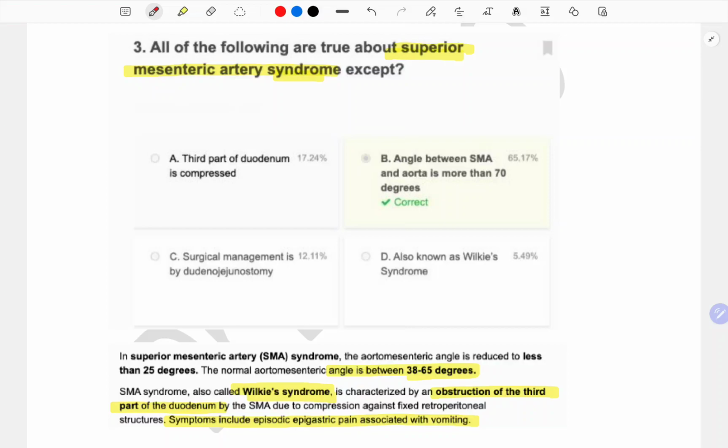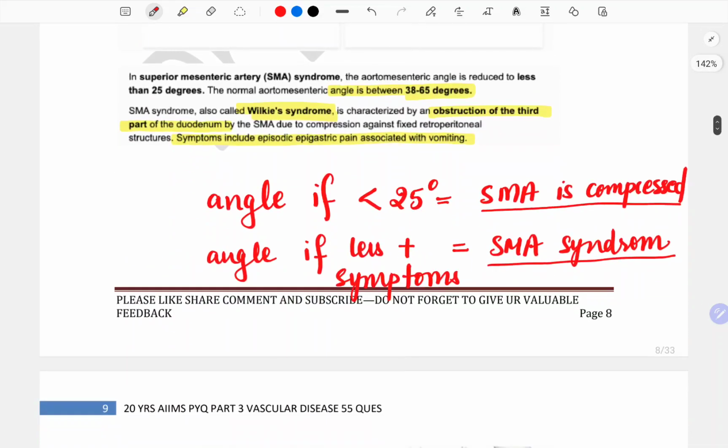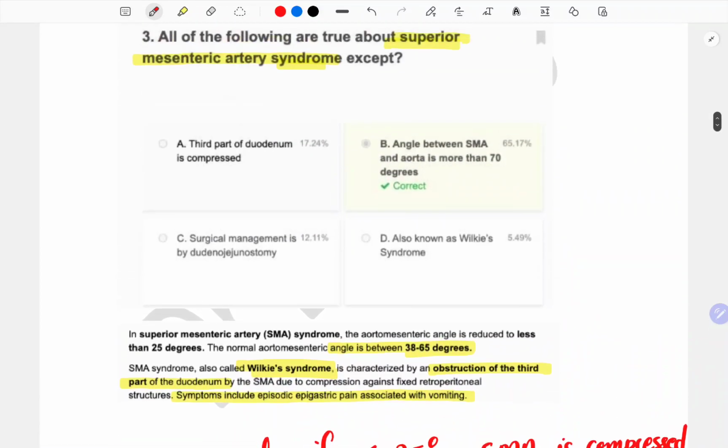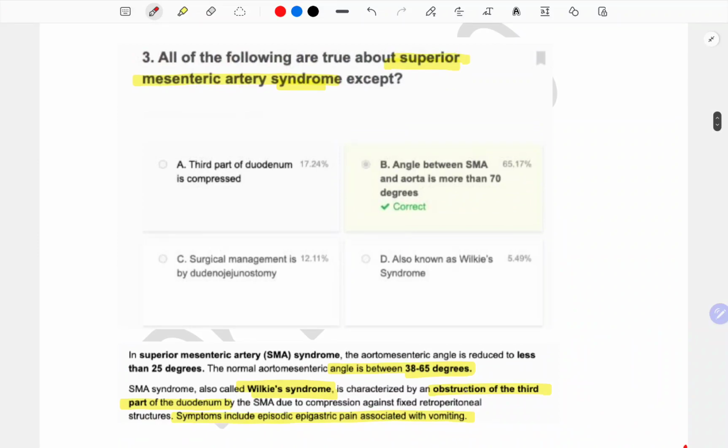First of all, superior mesenteric artery syndrome is also known as Wilkie's syndrome. Now, the angle here, which is normal, is between 38 to 65 degrees. So, when do we call it superior mesenteric artery syndrome? When the angle becomes less than 25 and symptoms are present. If the angle is less than 25, the superior mesenteric artery compresses the third part of the duodenum, when the angle between the aorta and the superior mesenteric artery is reduced, and the symptoms will be episodic epigastric pain associated with vomiting. Now look at the options.